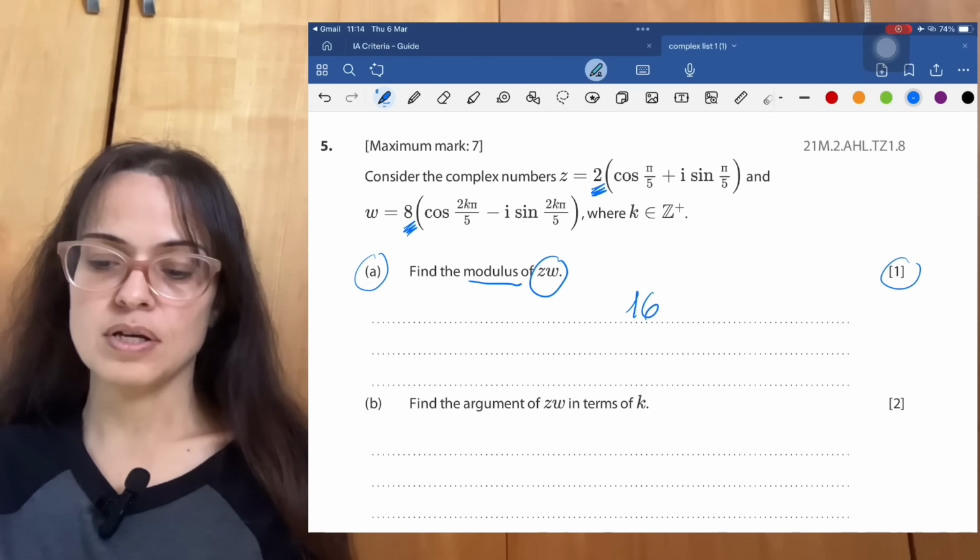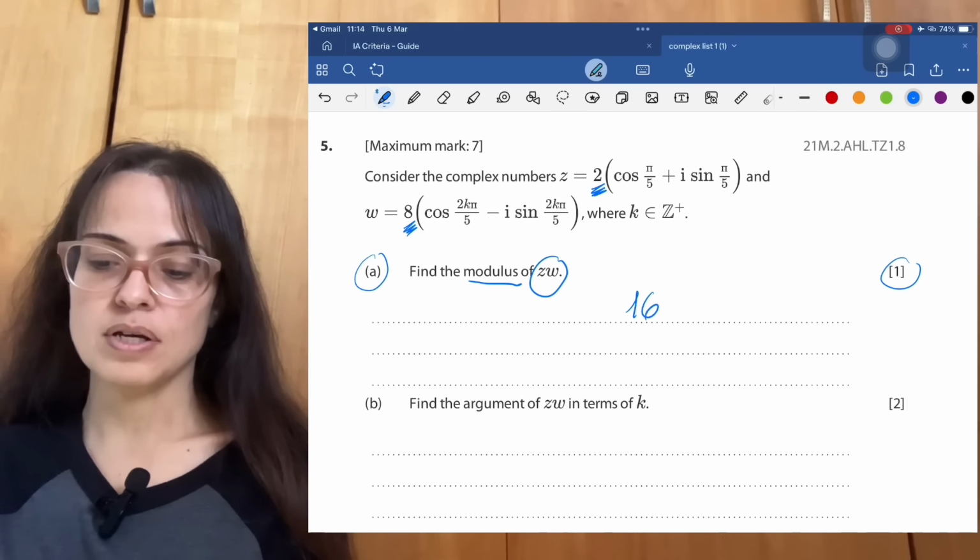Now he wants the argument of the same number, and we're just going to add the arguments of one and the other. He says in terms of k because there is a k here. So there's a tiny little catch here, just to see if you're paying attention, because this plus has always been in the other numbers that we were looking at, but this is minus, okay?